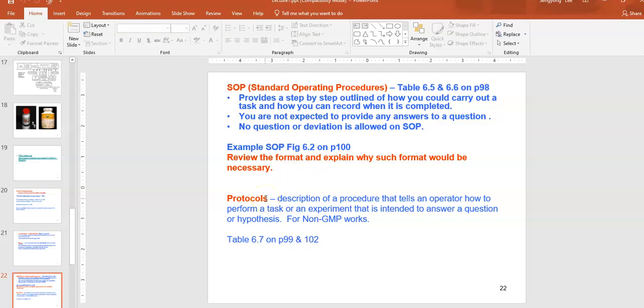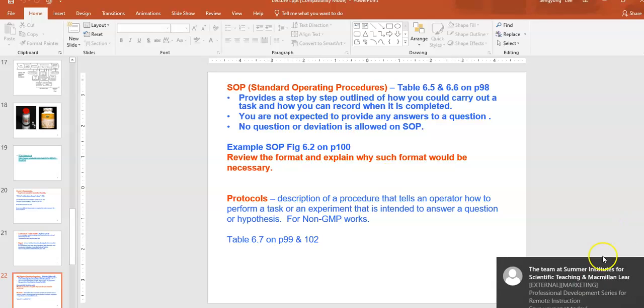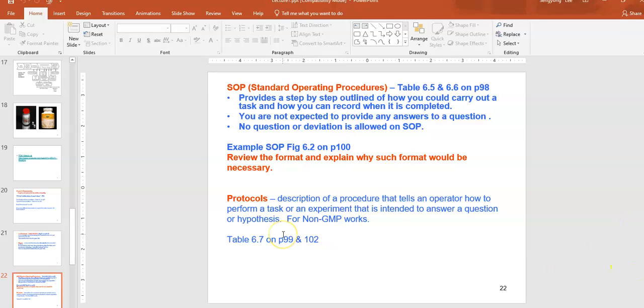And then there's another working instruction called protocol. It is a description of a procedure that tells an operator how to perform a task or an experiment. So protocol and SOP are kind of similar in their functions, but SOP is more used under the CGMP requirement, CGMP condition, but protocol is not. So take a look at the format and purpose of the protocols on page 99 and page 102 in your textbook. Okay.